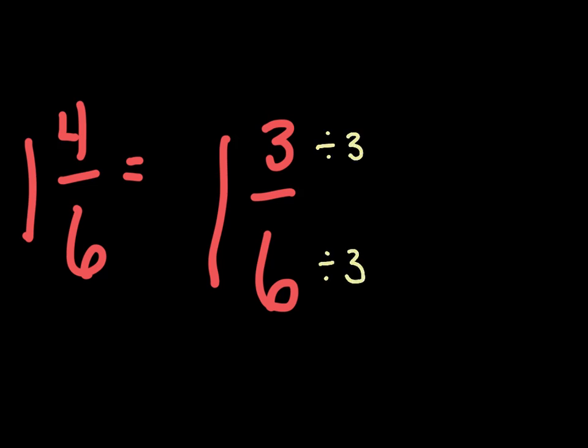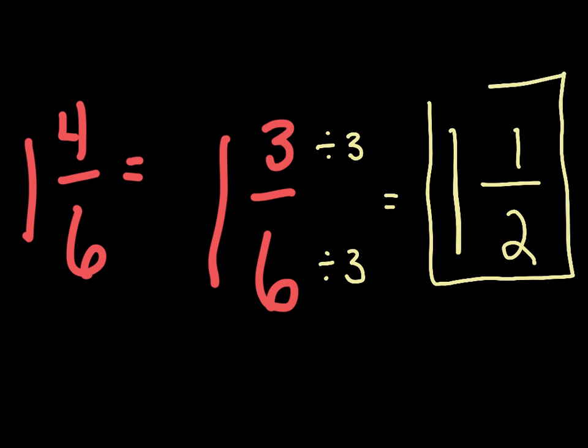Okay, so our whole number is still a 1. In the numerator, 3 goes into 3 once. In the denominator, 3 goes into 6 twice. So our new simplified mixed number is 1 1/2.